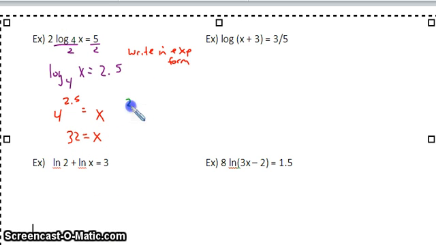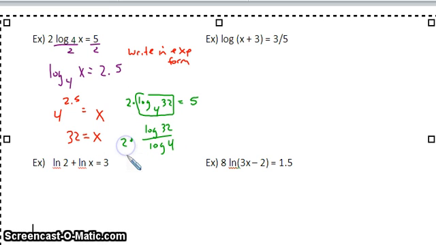If we do a check, we would do 2 times the log base 4 of 32 equals 5. So we have to figure out what is the log base 4 of 32. To put this in my calculator, what I really need to do is log of 32 over log of 4, and then I can multiply that by 2. Log of 32 divided by log of 4, again that's the change of base theorem, would give me 2.5, and 2 times 2.5 does equal 5, so it checks out.